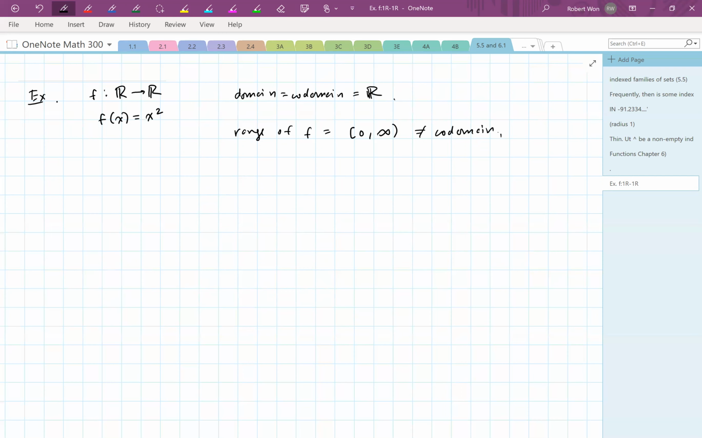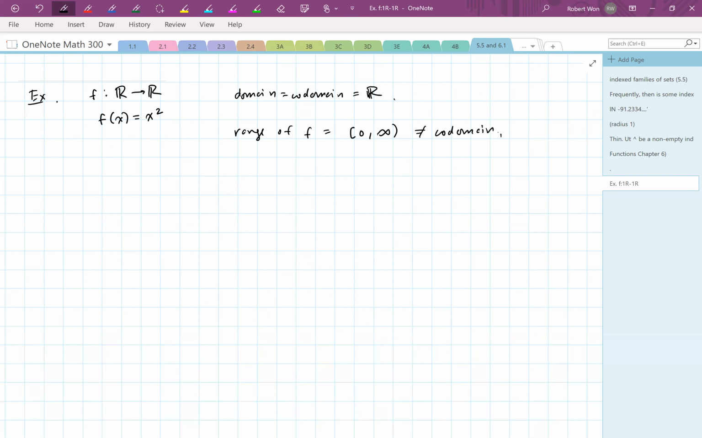So many times when I do this example in linear algebra or in Math 300, people say, well, then why don't you just define the function to have codomain that's equal to its range? Which is a really natural question to ask. The point is that when you're defining a function, there's often a very natural domain and a very natural codomain. So what do I mean by this?